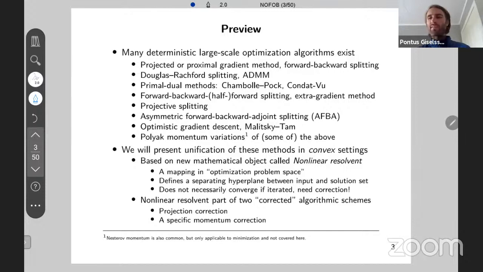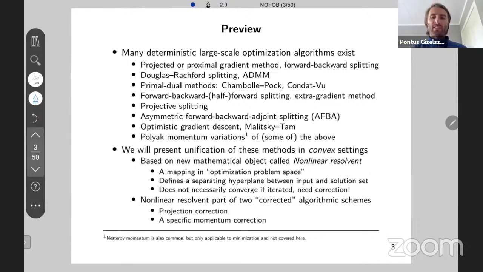There is another method called projective splitting. We will talk about the synchronous version of that. There exist asynchronous and block iterative versions that essentially can be used to distribute computations on many computers, with a different kind of synchronization than in most other algorithms. And we'll also see the asymmetric forward-backward-adjoint splitting algorithm, which is a method by Pontus, who gave the previous talk, which includes many of the above algorithms as a special case, actually. And we will also talk about optimistic gradient descent, which has also been used for GAN training, and also a method that we call Malitsky-Tam. And finally, on top of this, for most of the methods that we have here, we can do a Polyak momentum variation of some of the above.